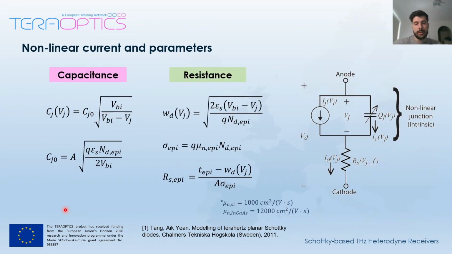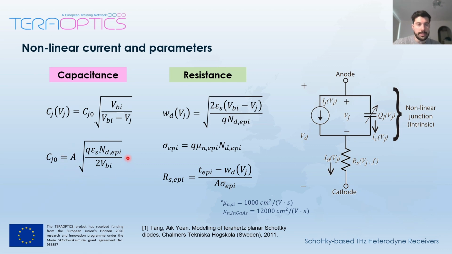The other two components of the model, the capacitance and resistance, are going to determine the efficiency and the maximum frequency of operation of the Schottky diode. Therefore, if we want to reach terahertz frequencies, we want to reduce these values as much as possible. If we want to reduce the capacitance, we need to make the contact as small as possible, so we have to reduce the area of the contact.